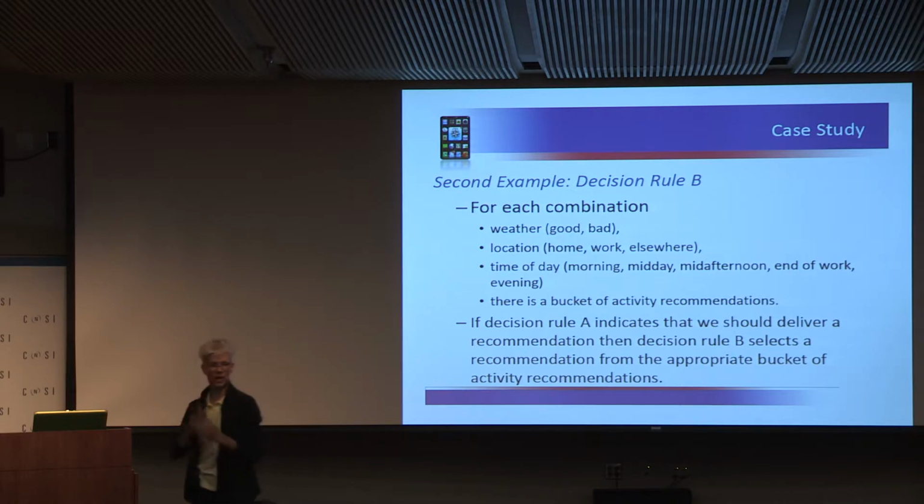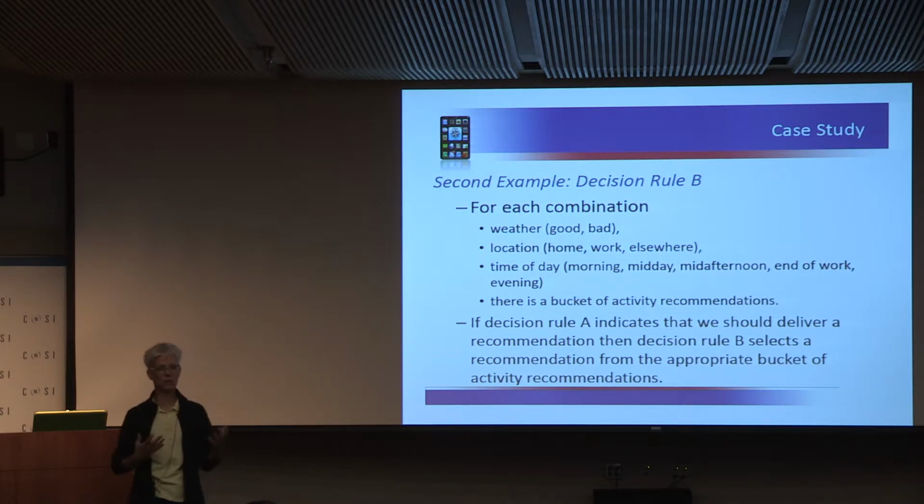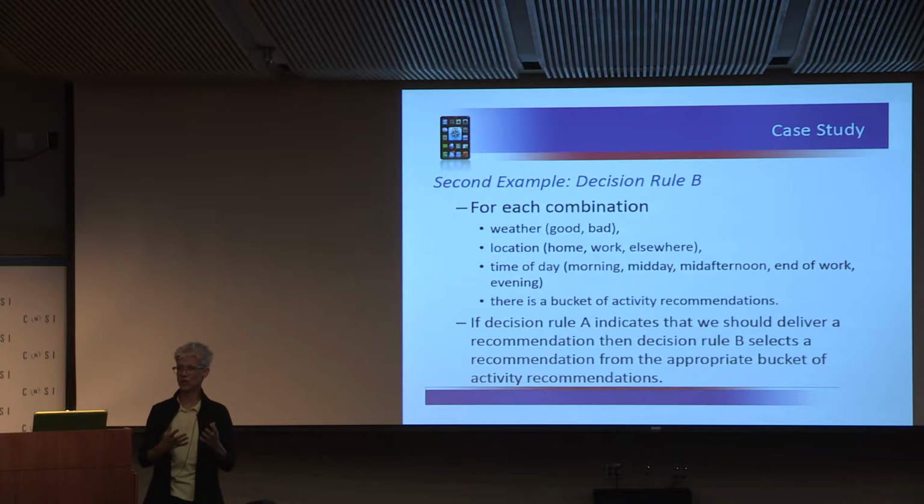So we've had two examples of relatively simple decision rules. One, should we provide a treatment at all? Should we even bother the individual? And two, if we are going to provide it, how should we tailor that recommendation to the context of the individual?